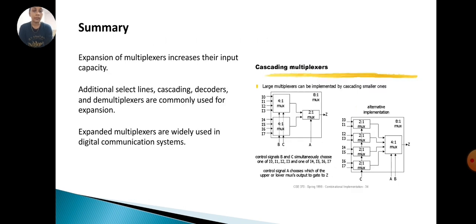Summary. Expansion of multiplexers increases their input capacity. Additional select lines, cascading, decoders, and demultiplexers are commonly used for expansion. Expanded multiplexers are widely used in digital communication systems.